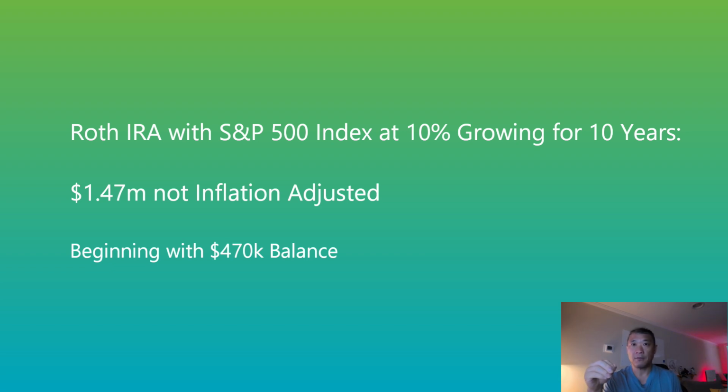The value then, if I were to do the same in a Roth, not inflation adjusted, would be $1.47 million in that same 10-year exit period. So after I had funded it. So are these two good investments? Hard to say because these are just assumptions. But I would say this.